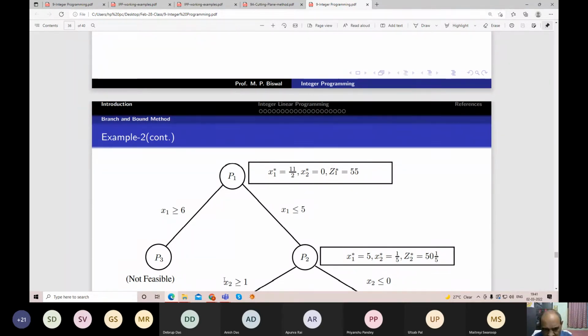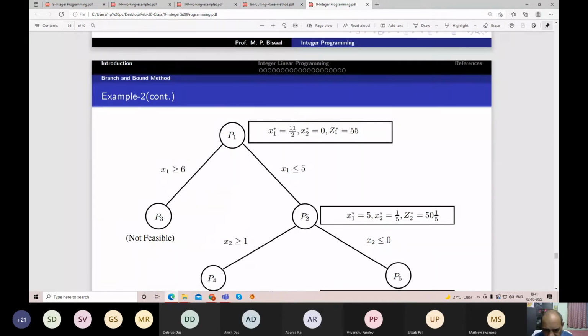Now you impose x1 less than or equal to 5. Once you impose this, we have a solution. What is the solution here? You can see x1 equal to 5, x2 equal to 1 by 5, and z2 equal to 50 and 1 by 5. Already x1 is integer. Which is not integer? x2 is not integer, 1 by 5. And what is the integral part of 1 by 5? 0. So x2 less than or equal to 0 and x2 greater than or equal to 0 plus 1, that is 1.